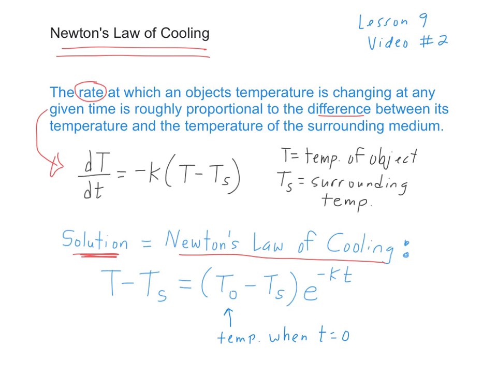It's something you're just going to have to commit to memory, put it on a flashcard. And there's another variable in here, T sub 0. That's the temperature when t equals 0. So this will make a lot more sense when we do our next example.